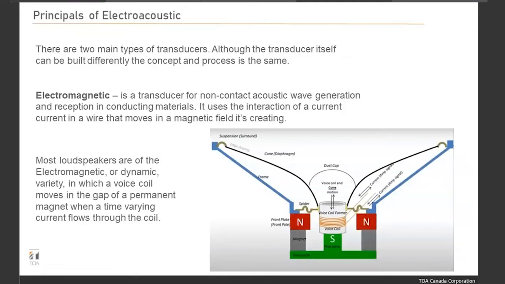So in electromagnetic, there's a transducer for non-acoustic wave generation and reception in conducting materials. It uses the interaction of a current, so basically a copper wire that's wound around the voice coil that moves in a magnetic field that it's creating. Most loudspeakers are of the electromagnetic or dynamic variety, in which a voice coil moves in the gap of a permanent magnet when a time-varying current flows through the coil. So just basically when you add electricity to it.